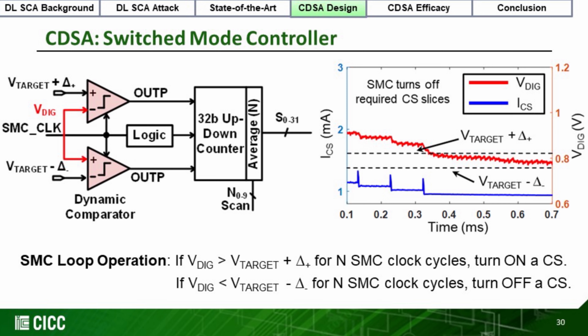The figure on the right shows how the SMC loop turns off the required number of current source slices. Once the steady state is reached, that is when Vditch remains within the guard band, the SMC remains disengaged.